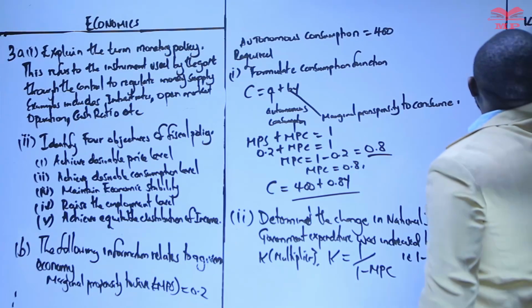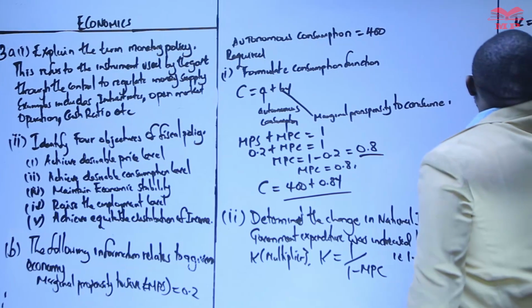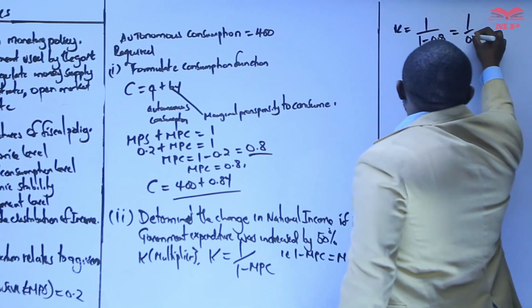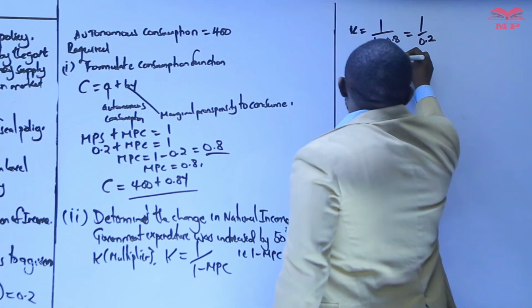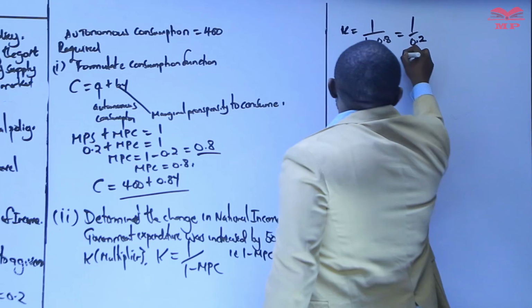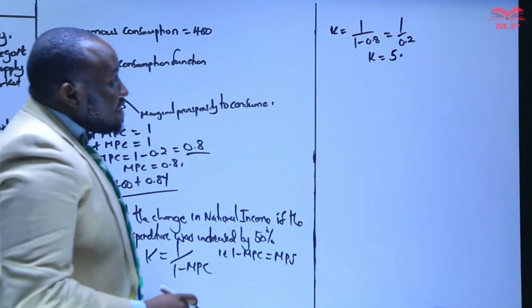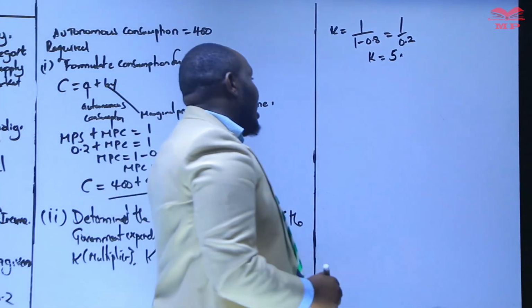K is equal to 1 over 1 minus 0.8. That is to say 1 over 0.2. So K should be 5. So what is the change in national income? That should be the multiplier times the exogenous factor.